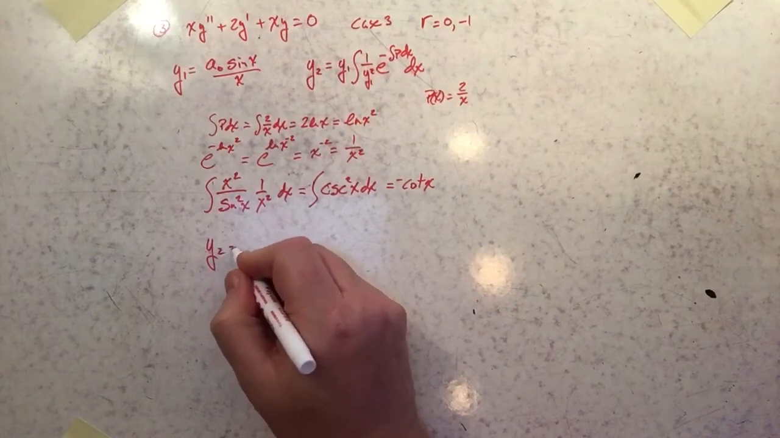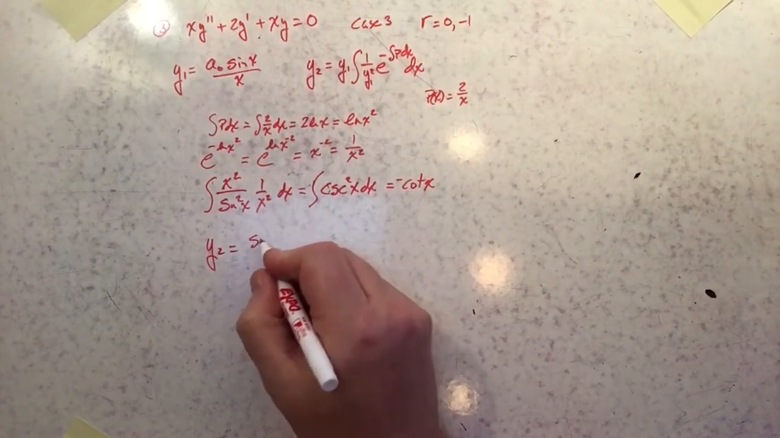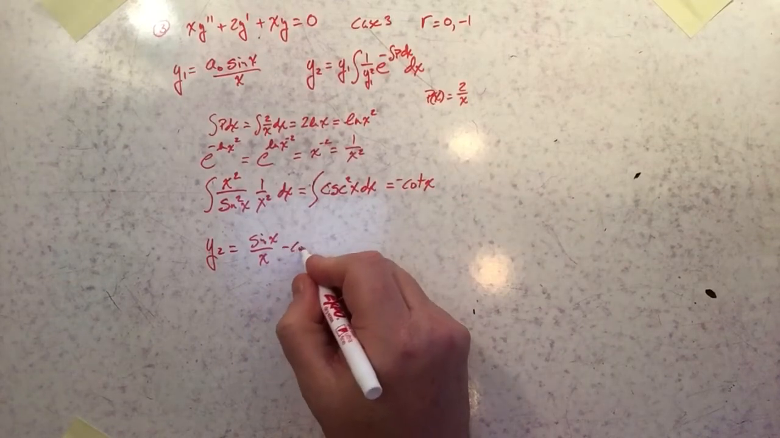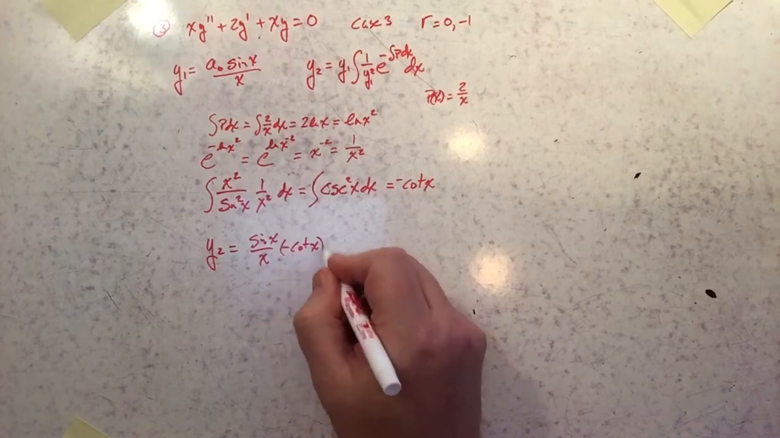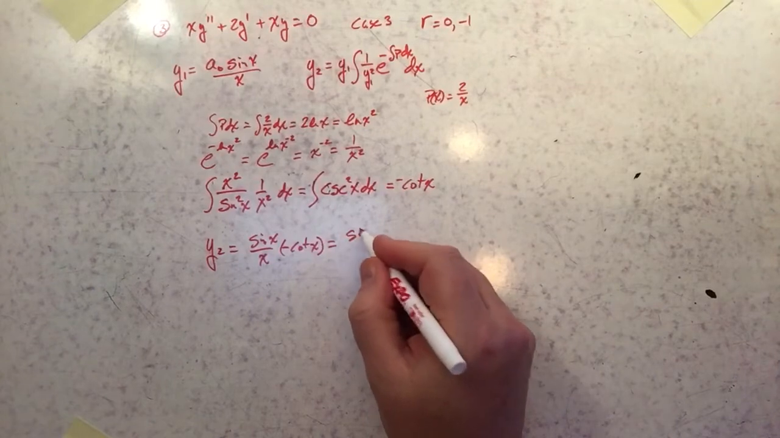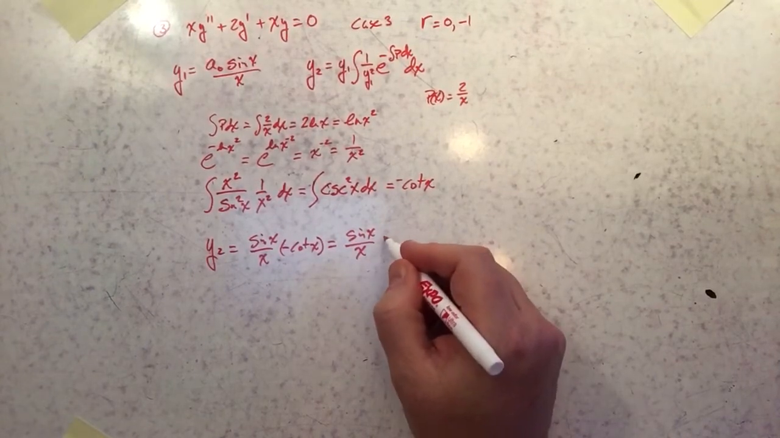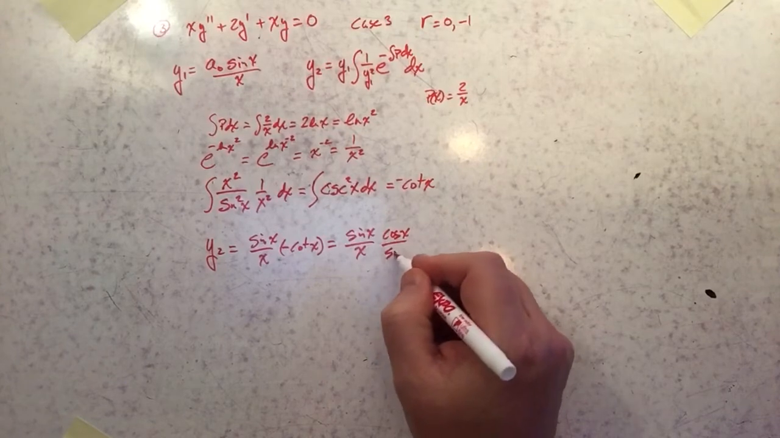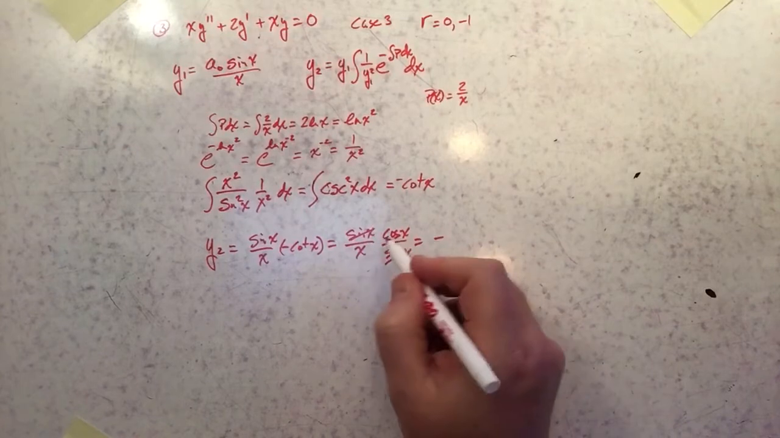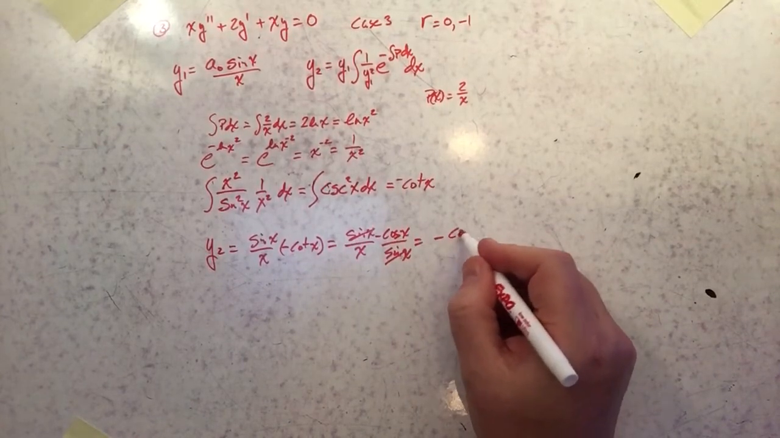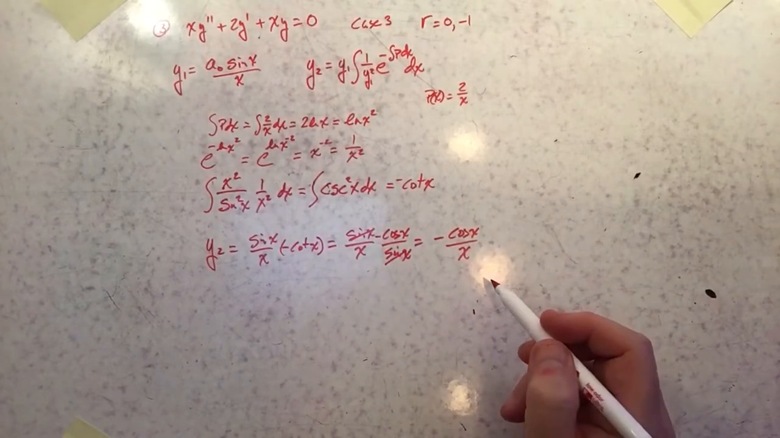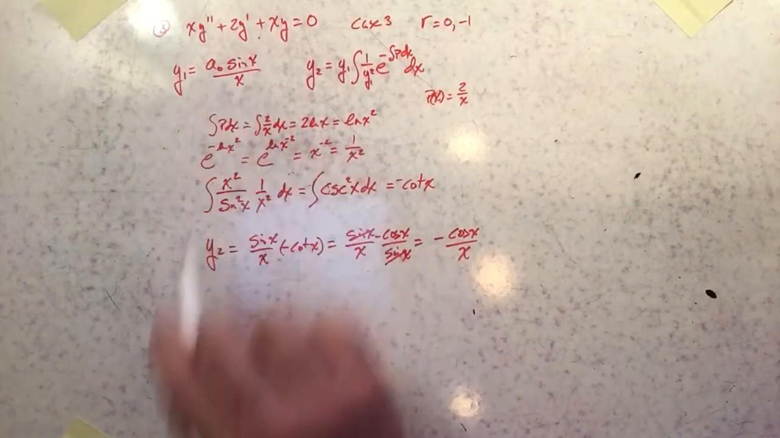So y2 is equal to y1, which is sine x over x times cotangent x, and it's really negative cotangent x. Well, cotangent x is cosine over sine, so it's sine x over x times cosine x over sine x. And these cancel, and I just get negative, the negative was still there, I just get negative cosine of x over x. So this then forms the basis of my solutions. This is the second solution, there's the first solution.